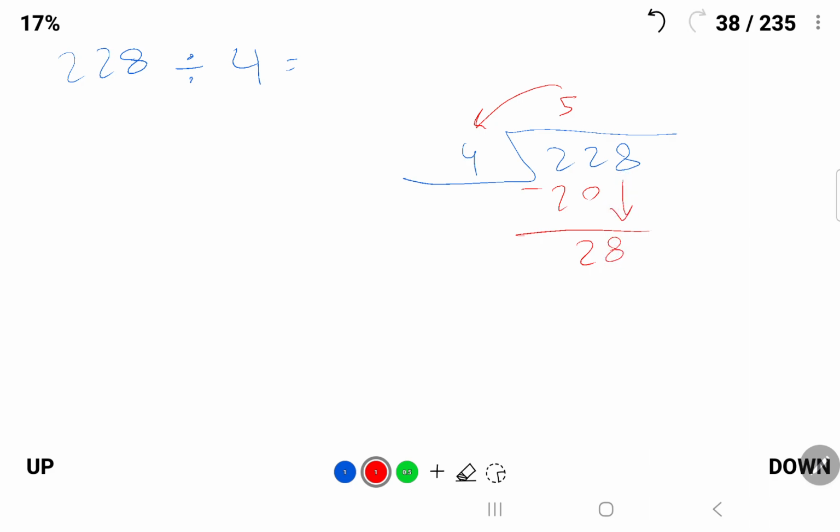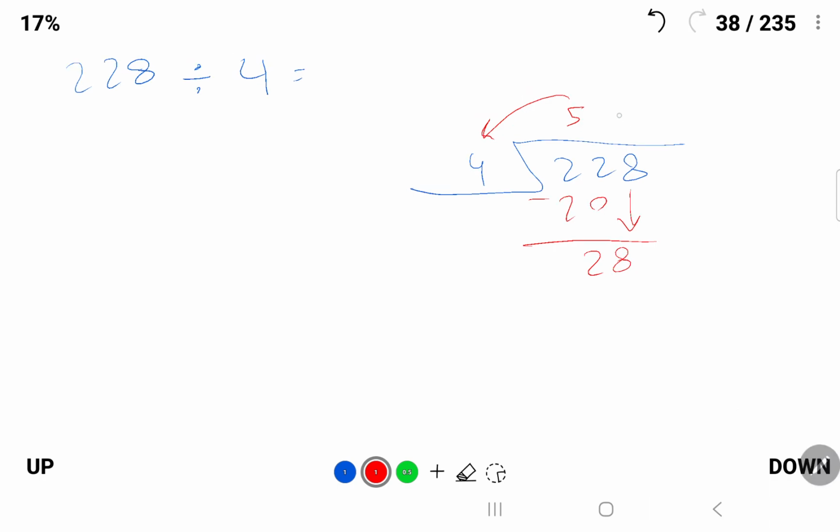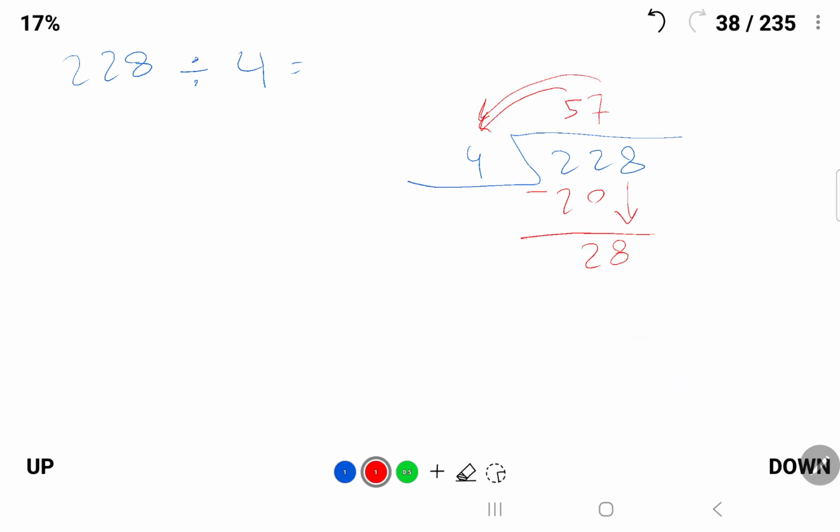Now how many times does 4 go into 28? 7 times. Now 7 times 4 is equal to 28. 28 minus 28 is equal to 0. So the answer is 57.